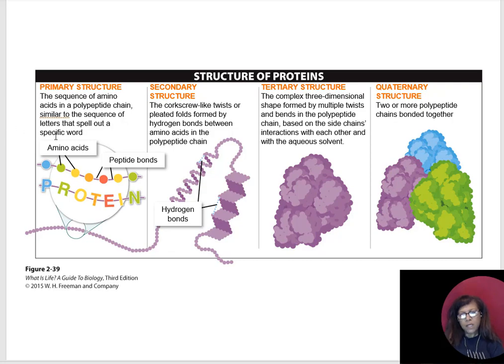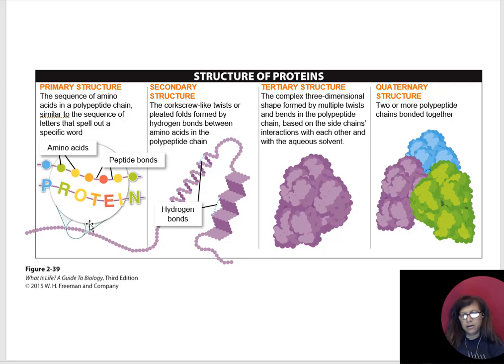So here we have our amino acids that we saw before, right? And these amino acids come together, they bond together using these peptide bonds. It's a new bond between different amino acids. And so this is called the primary structure, where we're just looking at the amino acids bonded together.